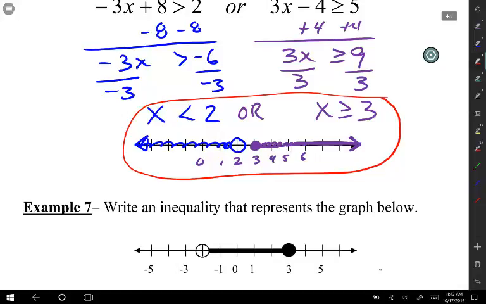Now, if you'll notice on this one, there's a very small margin of numbers that actually don't work. What are those numbers that don't work? Just from 2 up to 3, right? A very small window that otherwise almost anything you pick would work.